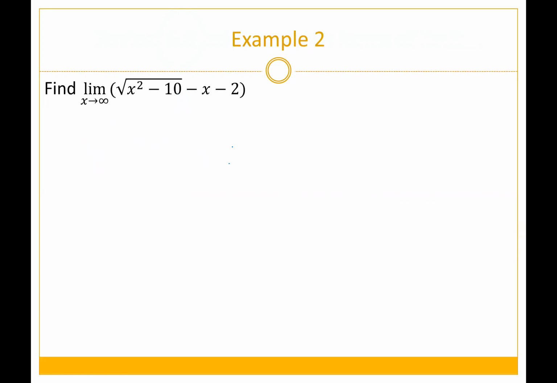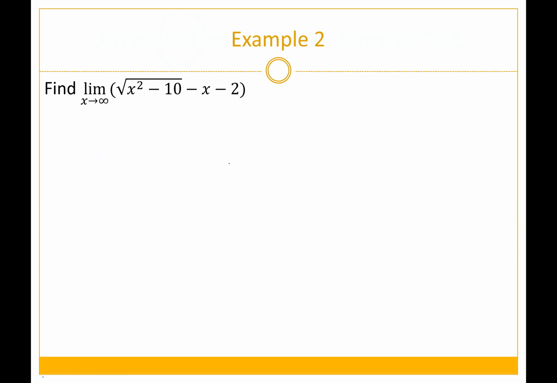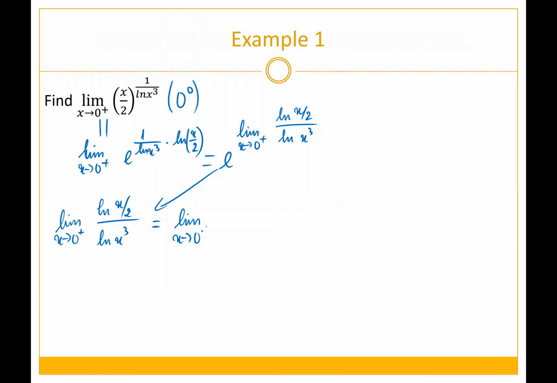So you're going to have e to the limit of x approaching 0 plus of ln of x over 2 over ln of x cubed. What I usually do is just do the limit separately because I don't want to rewrite the e all the time, and later on you just plug it in. Now if you plug in 0 plus, this is the form of negative infinity over negative infinity. So what you're going to do is take the derivative of both the numerator and denominator.